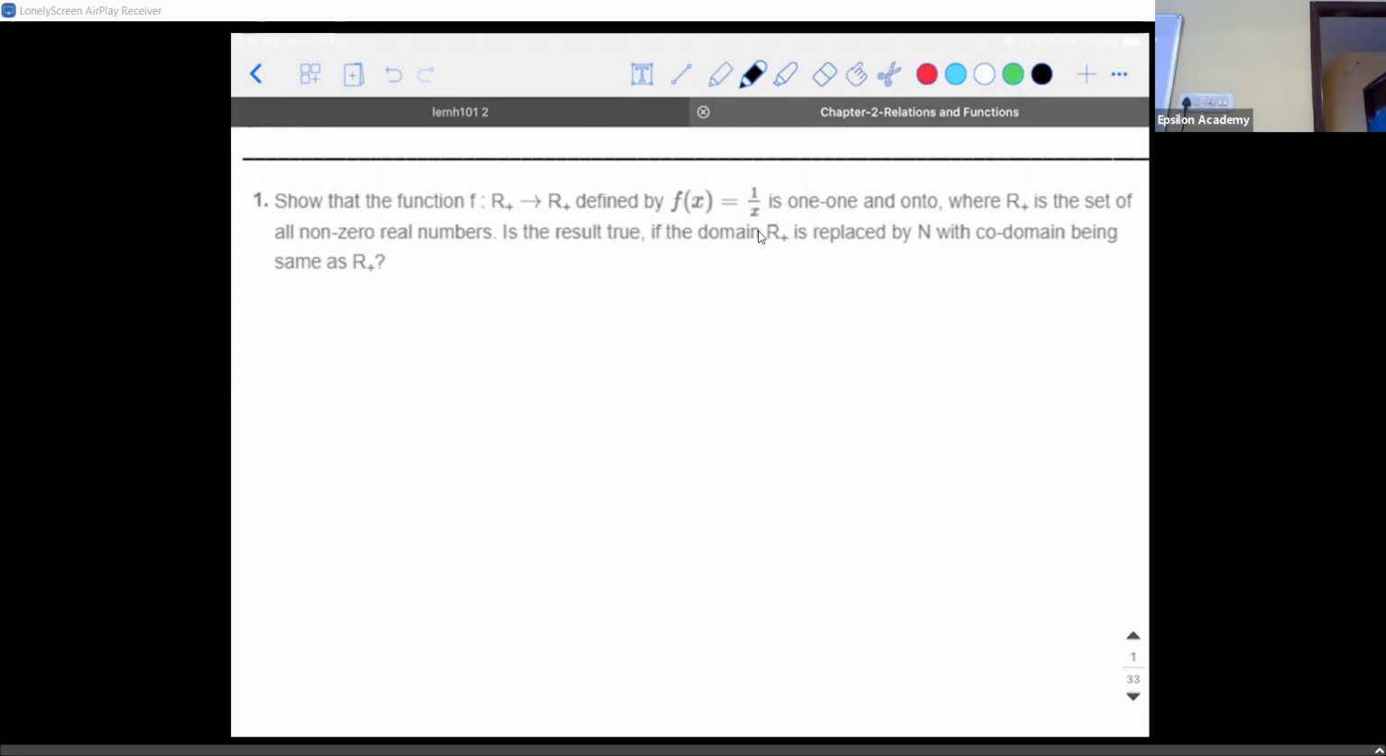So what are they saying? Show that the function f mapped from R plus to R plus, where the description is given at the bottom. Okay, as of now, have it in your mind. R plus to R plus defined by f of x is equal to, star, like there, for R plus number.